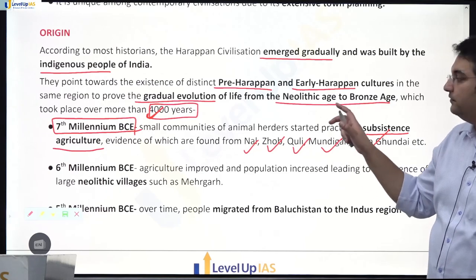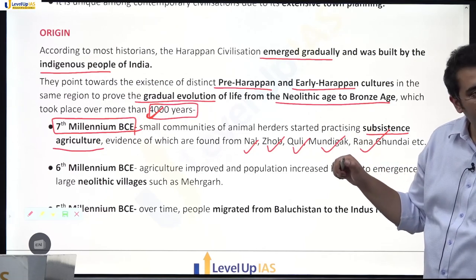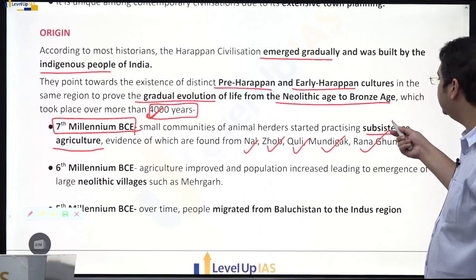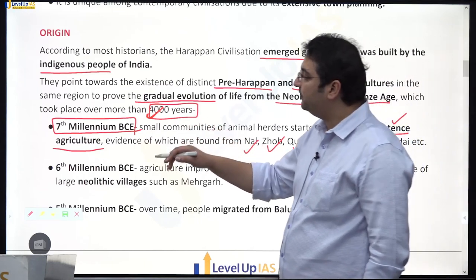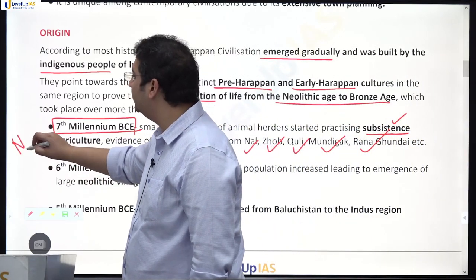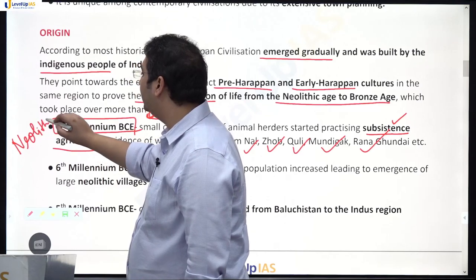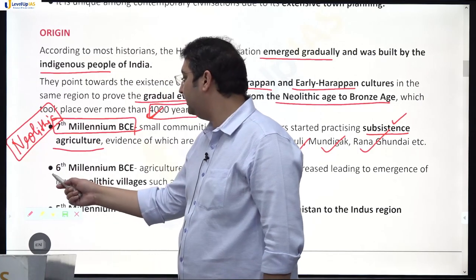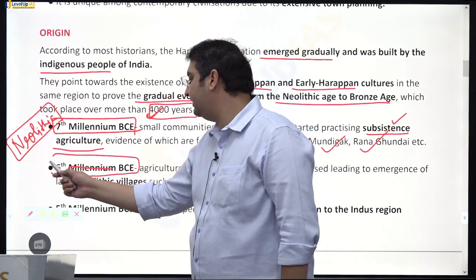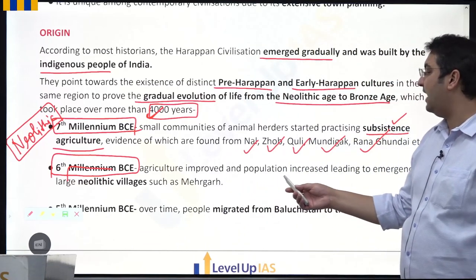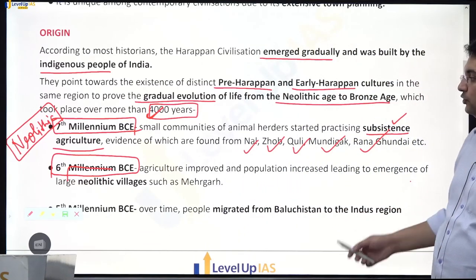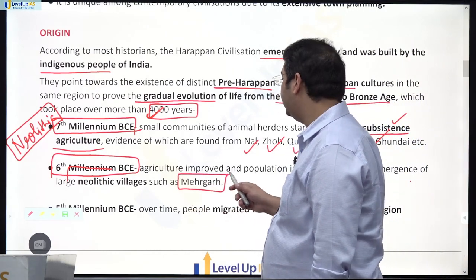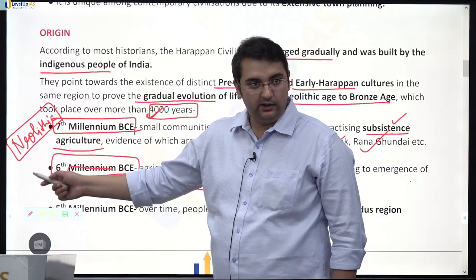Alright, what kind of terrain is it? Is it very good terrain? No. Is it very fertile land? No. So, the agriculture was subsistence level. Which phase of life had started? The Neolithic phase of life. Okay? Then, during the 6th millennium BCE, agriculture improved and population increased, leading to the emergence of large Neolithic villages such as Mehrgarh. So, once again, we are still in the Neolithic phase of life.